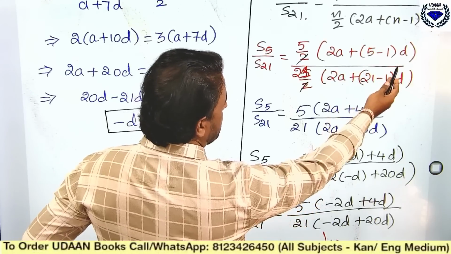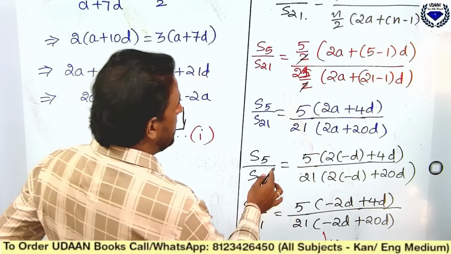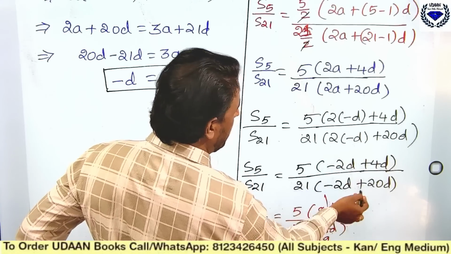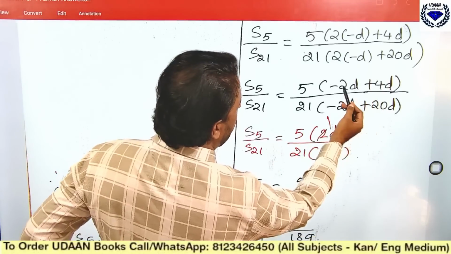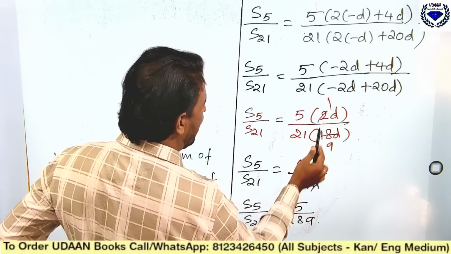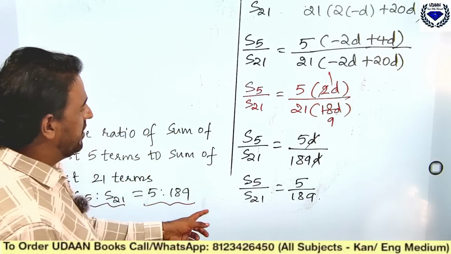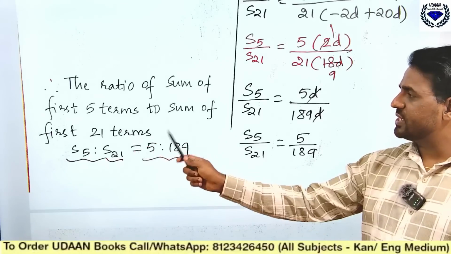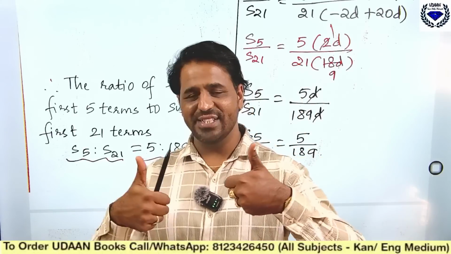Now 2A plus 5 minus 1, 4D, 2A plus 20D, 2 will get cancelled, 5 by 21. Now the A you already know, in place of A you write minus D, it is minus 2D. Then you can see on the screen, 4D, these are like terms, 4 minus 2 is 2D, 20 minus 2 is 18D. 2 1s are 2, 9 2s are 18, 5 and 1 will remain, 21 9s is 189, D will get cancelled. So S5 by S21 will give you 5 by 189. Therefore, the ratio of sum of first 5 terms to the sum of first 21 terms is 5:189. I hope you are getting the clarity here.